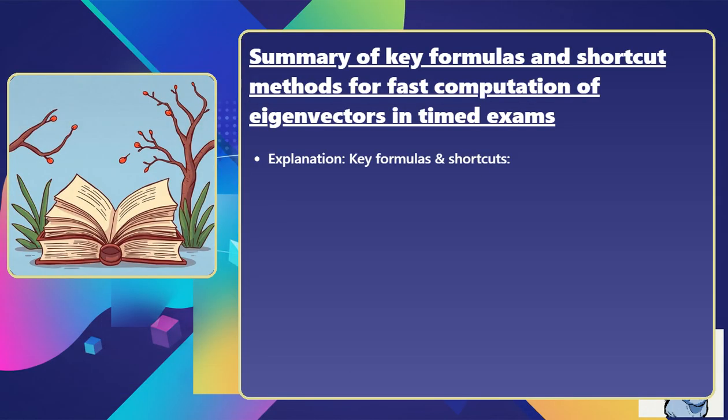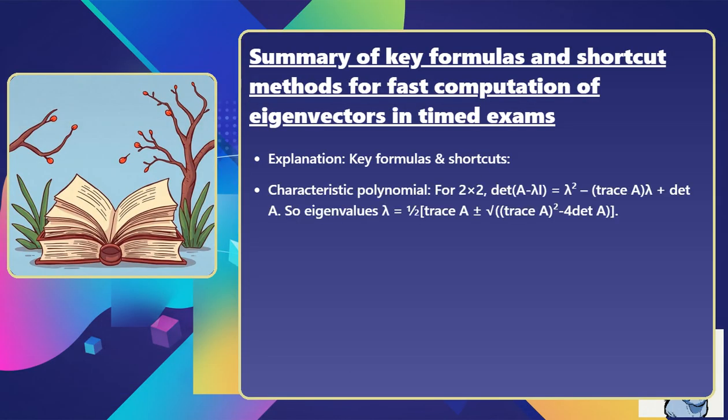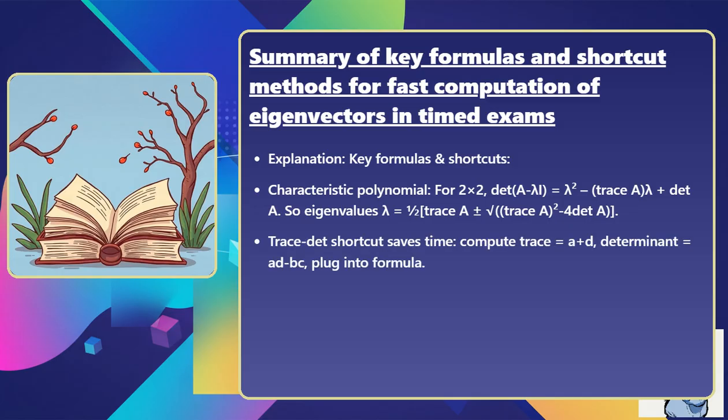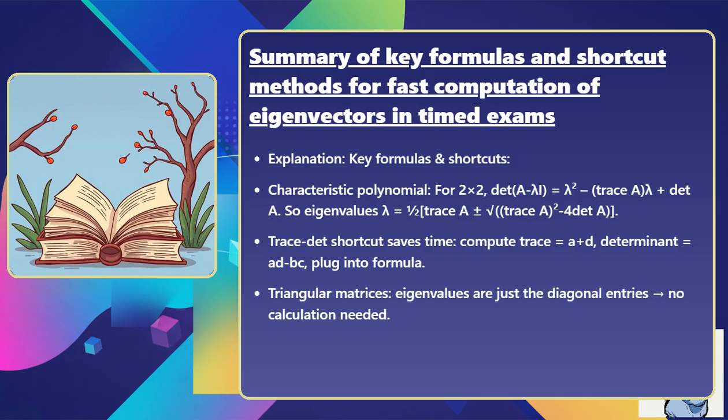Explanation: key formulas and shortcuts. Characteristic polynomial. For 2x2, det(A − λI) = λ² − trace(A)λ + det(A), so eigenvalues λ = ½[trace(A) ± √(trace(A)² − 4 det(A))]. Trace-det shortcut saves time. Compute trace = a + d, determinant = ad − bc, plug into formula. Triangular matrices. Eigenvalues are just the diagonal entries, no calculation needed.